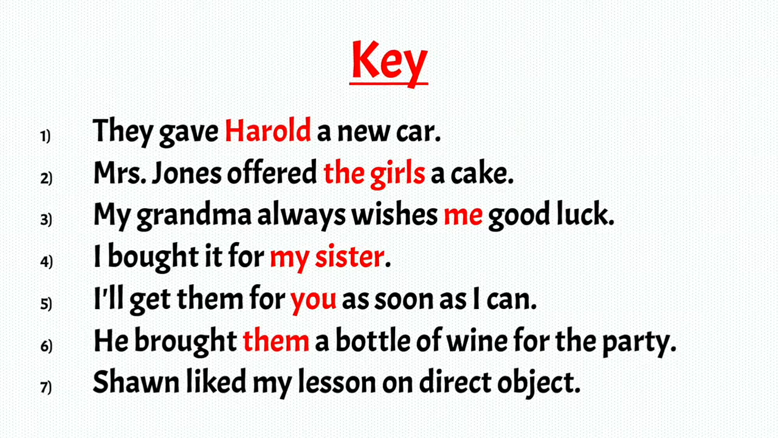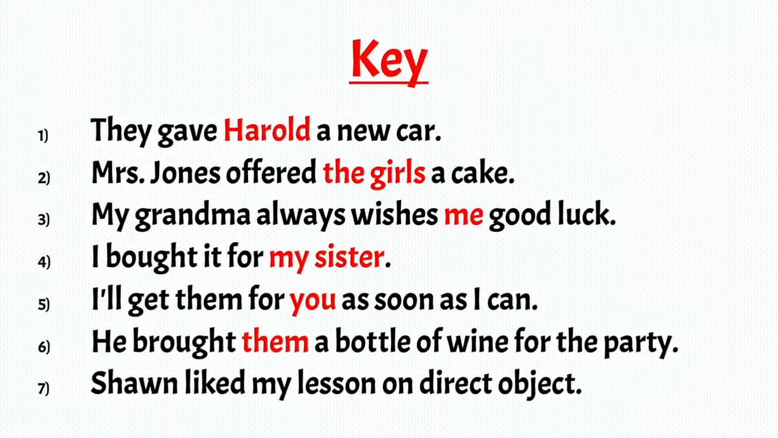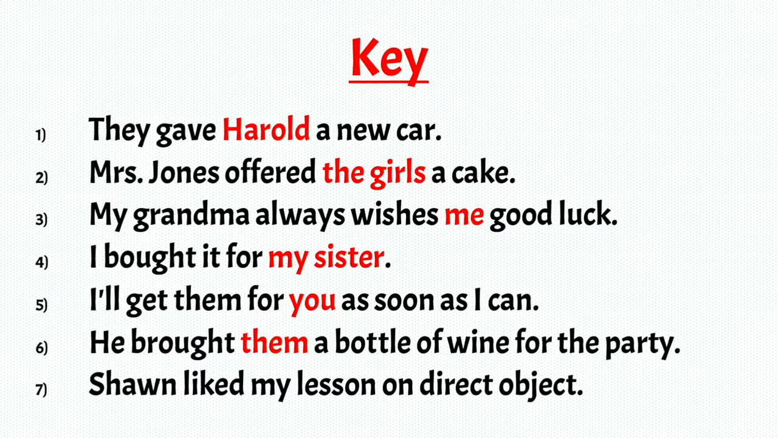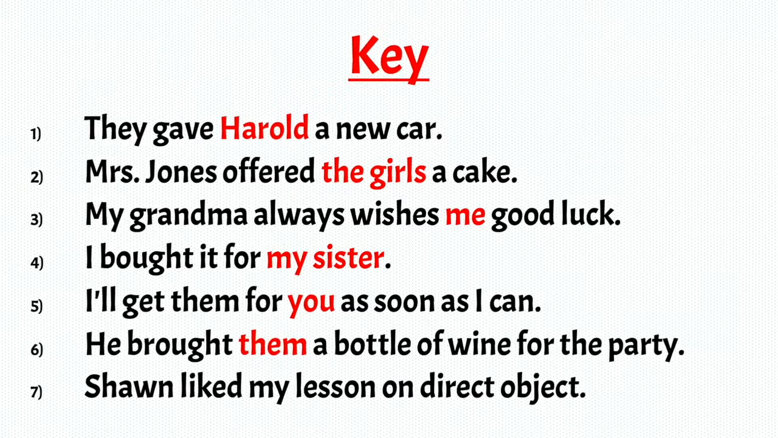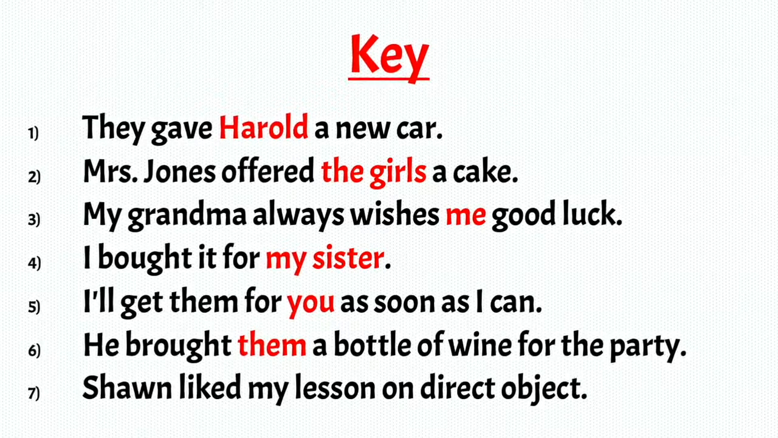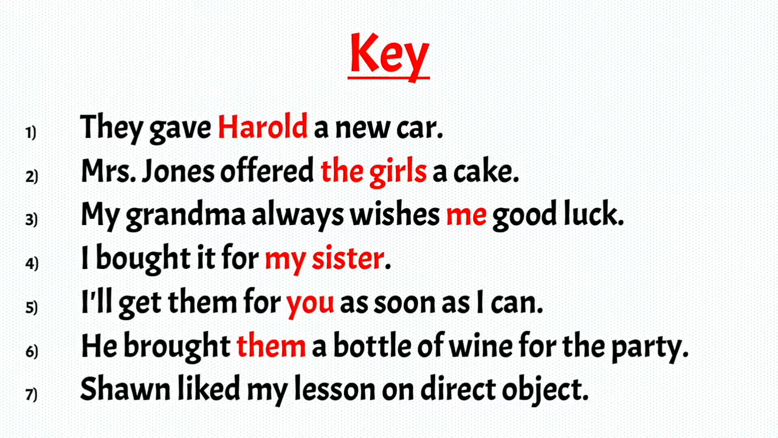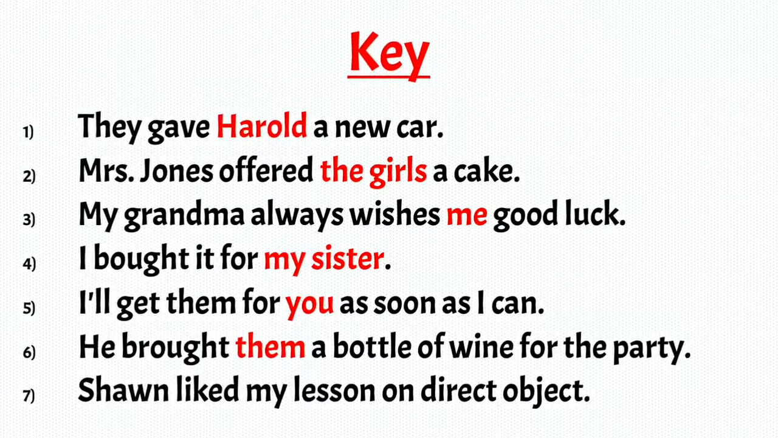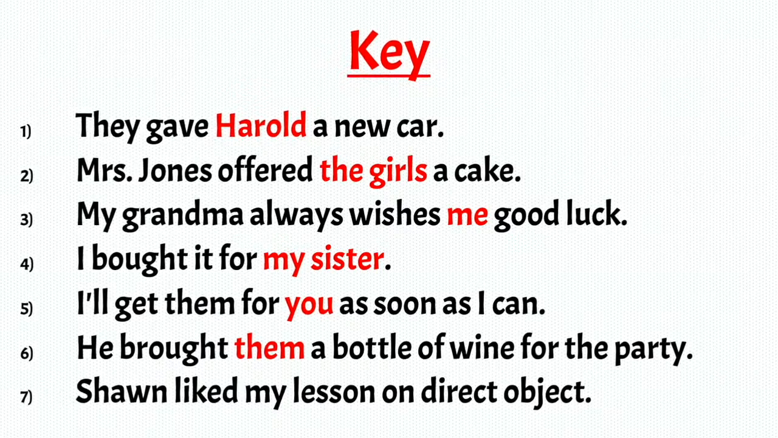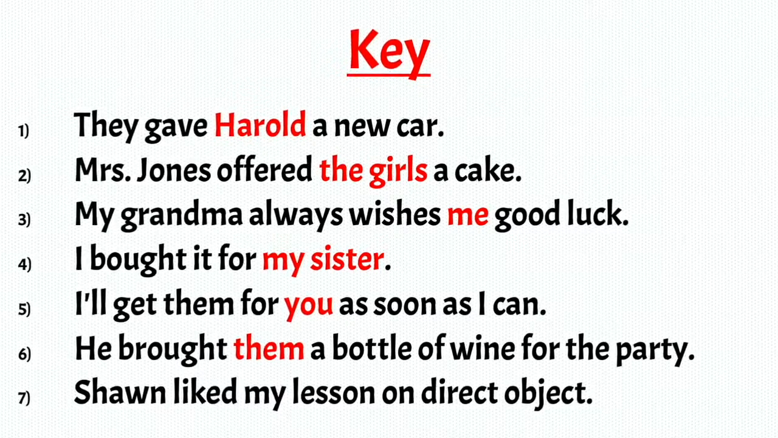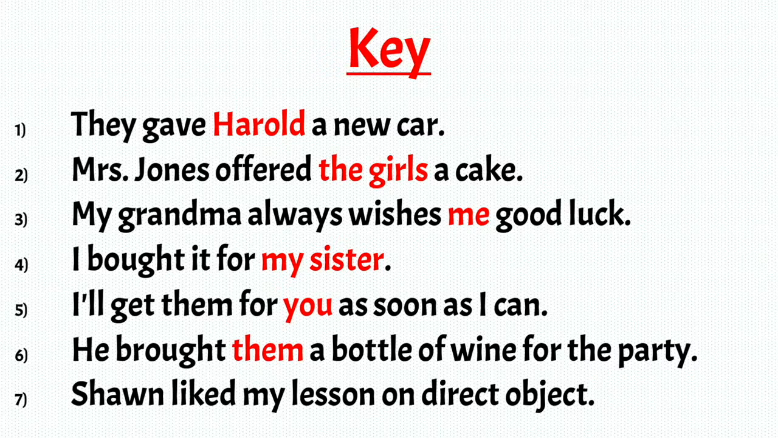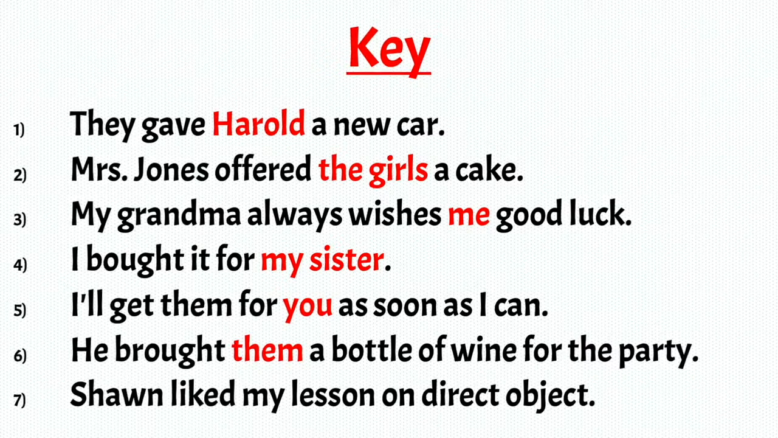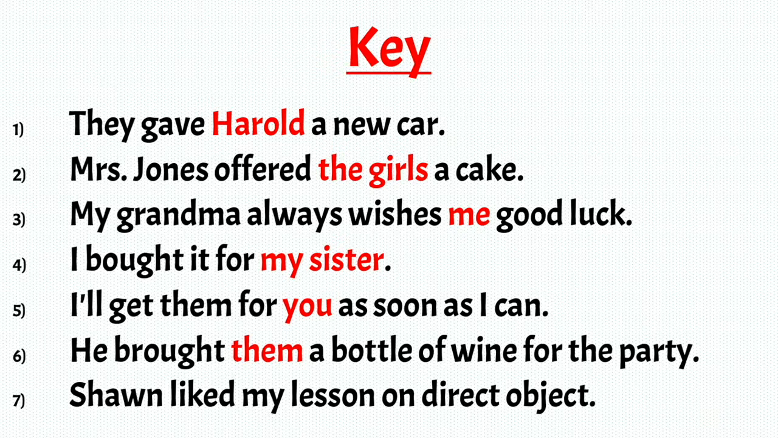Now, number 7, Sean liked my lesson on direct object. So, liked what? My lesson. So that's your direct object. So here we don't have an indirect object. Do you know why? Well, I hope you know, so you can tell your teacher. If you don't, just write it under this video. I would like to know your answer for this number 7. Why don't we have an indirect object in this sentence? If you know the answer, post it under this video.